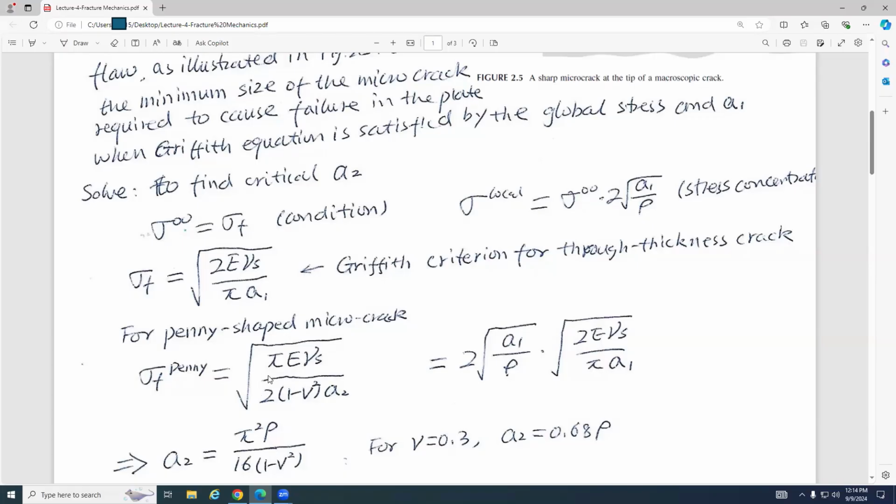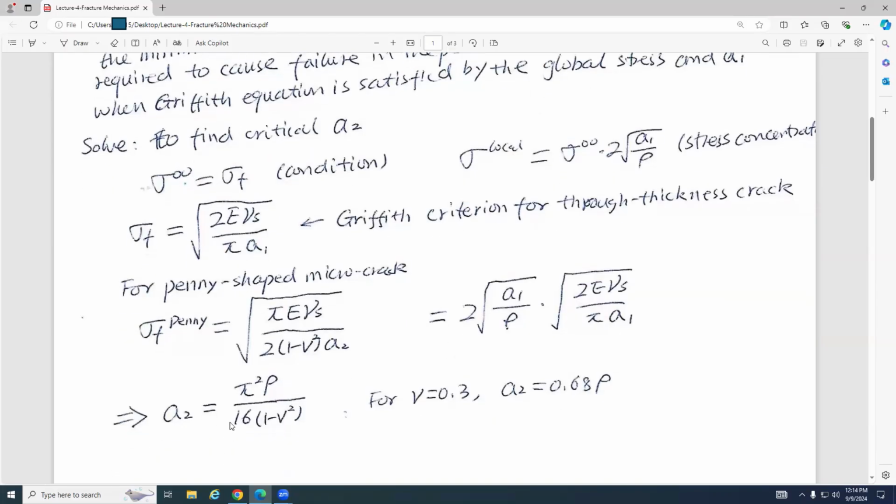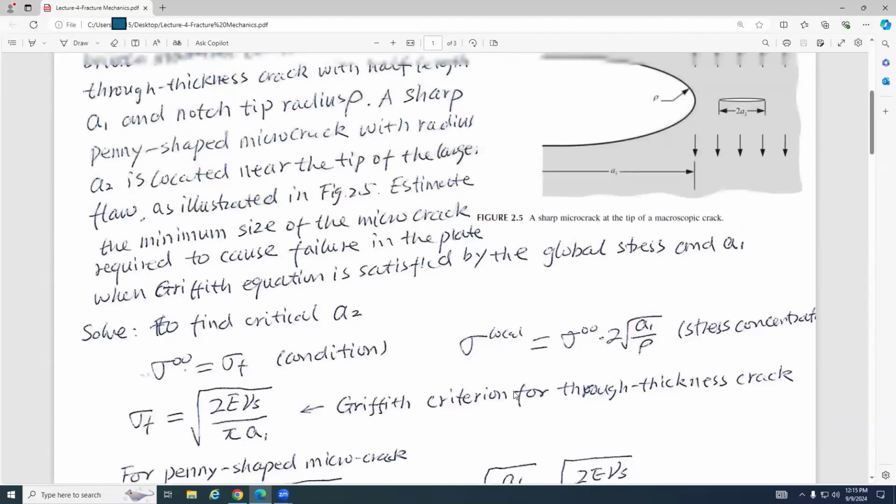And then we use this equation, and based on it we can calculate a2. So this is a2. Finally, this a2 equals pi rho divided by 16 times (1 minus nu squared). Here you can take nu equals 0.3, and then you can calculate a2. Questions, guys? Questions? So there are two steps.